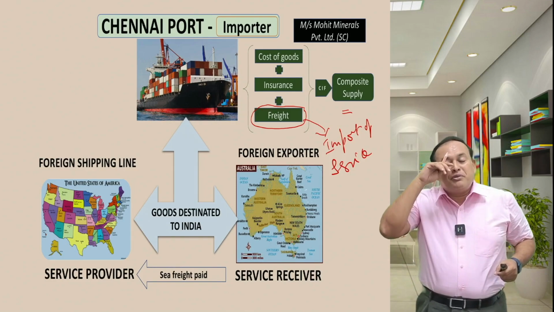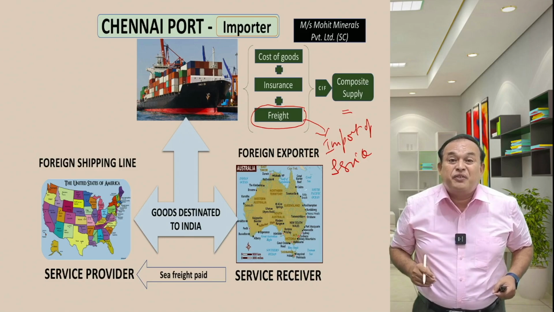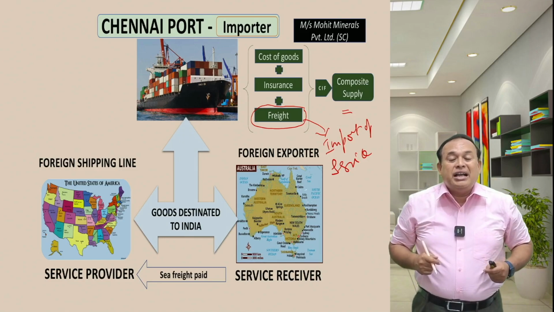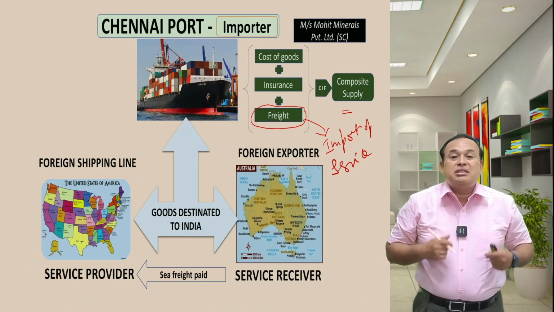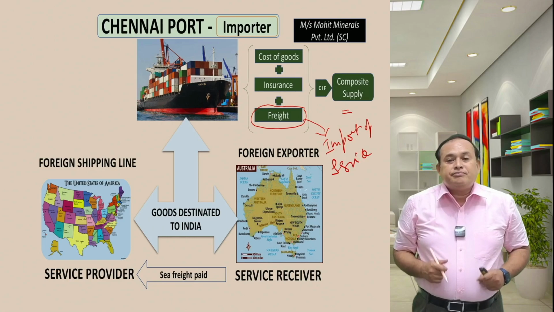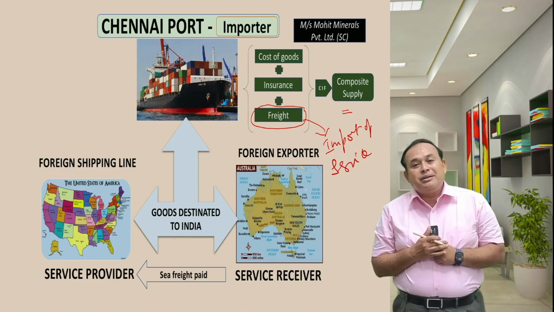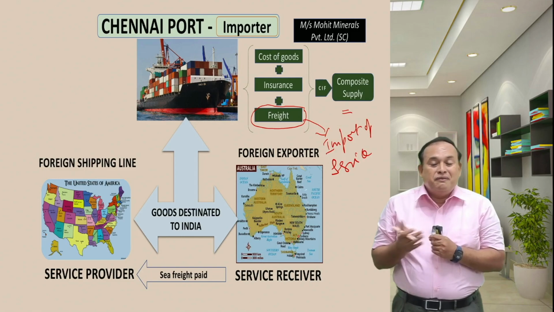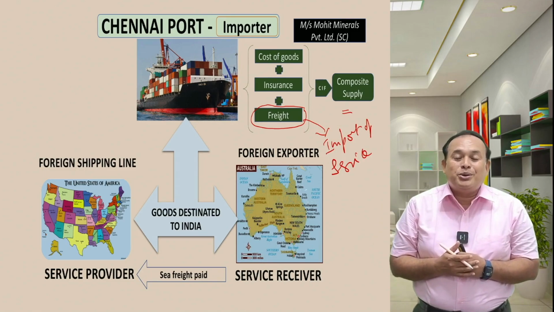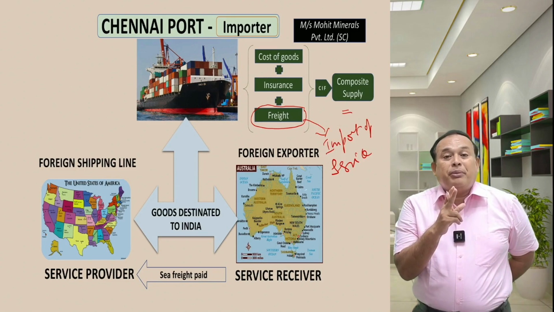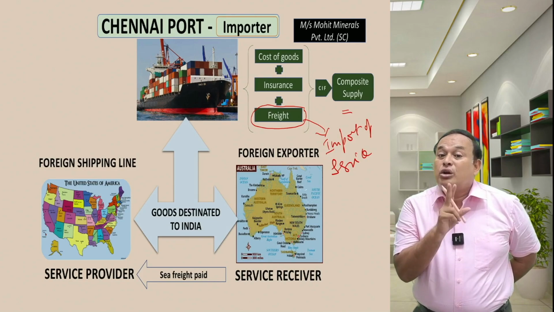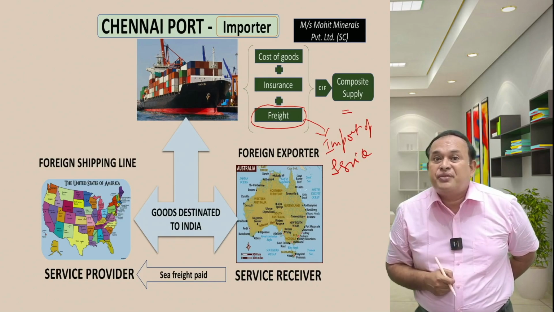The particular provision is clearly mentioned under Section 5 of the IGST Act. You will be able to pay IGST. The law is mentioned like this. Then Mohit Minerals Private Limited, not agreeing with this, went to the Gujarat High Court. Gujarat High Court said long back, hey department, it is double taxation. Don't levy that IGST on sea freight.